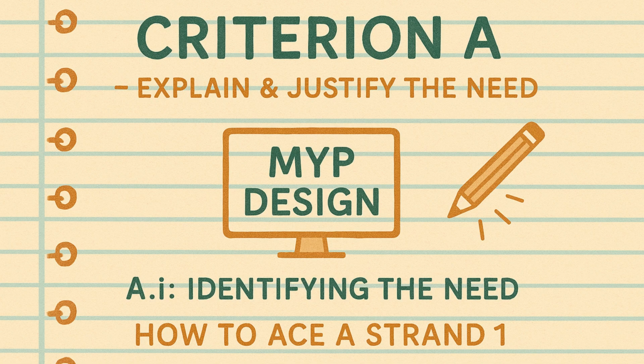In Criterion A Strand 1, your teacher is not looking for the solution yet. This section is just about understanding the problem. So you're basically talking about the problem itself.